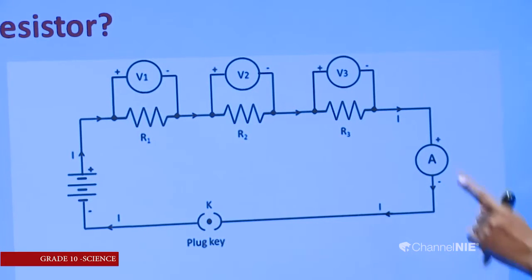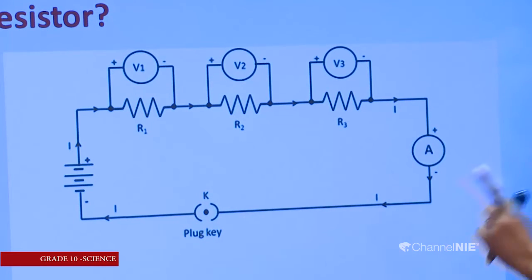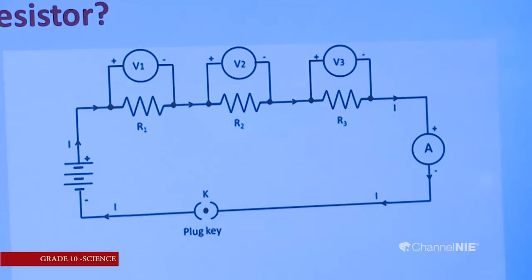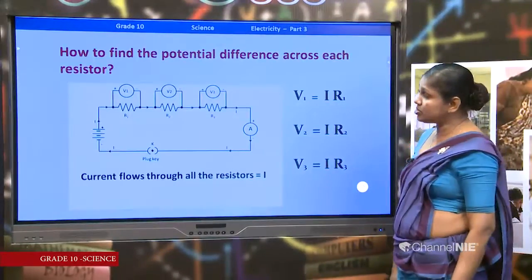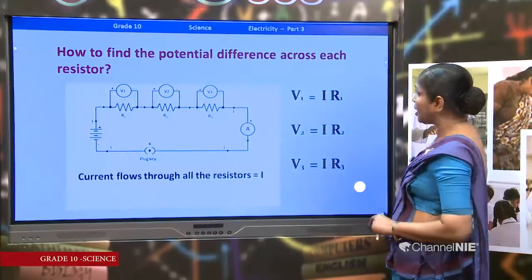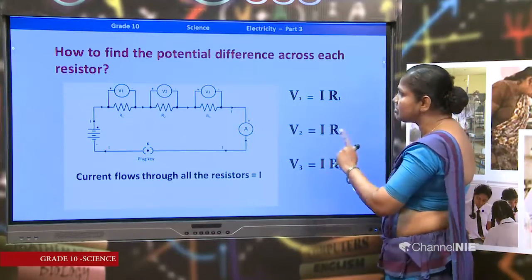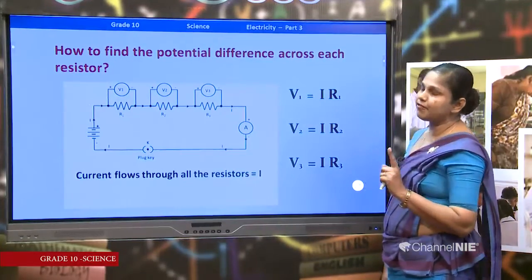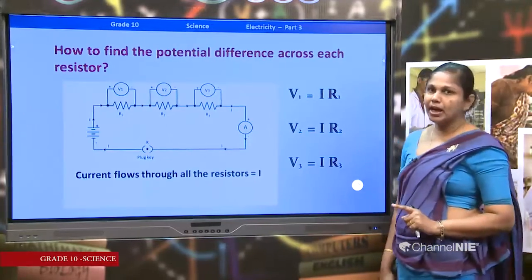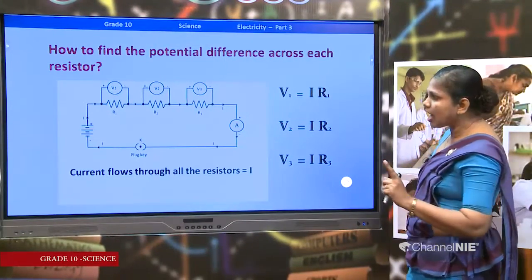If we know the current I through each resistor, children, then we can substitute into the formula V equals IR to get the potential difference across each resistor. When we know the current I in the circuit, then the potential difference V1 across the R1 resistor can be found by substituting into the formula V equals IR. Let me explain how to do this, right?